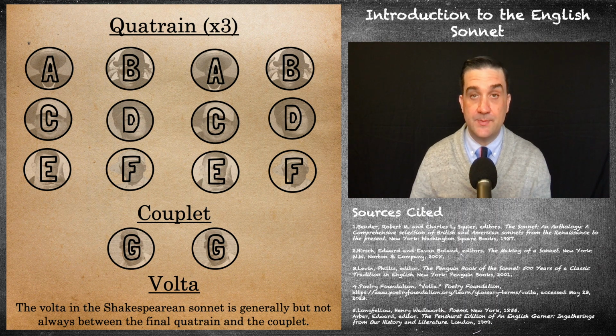To sum up the Shakespearean sonnet then, we have 14 lines of rhymed iambic pentameter featuring 3 quatrains and a concluding couplet, with the rhyme scheme being A, B, A, B, C, D, C, D, E, F, E, F, GG.